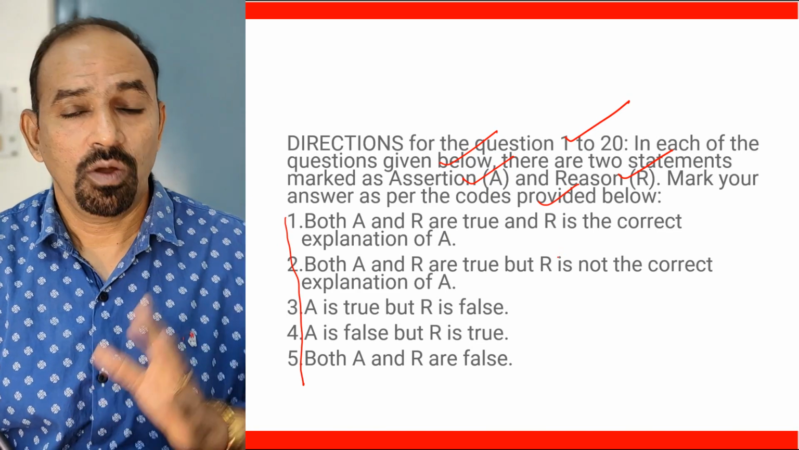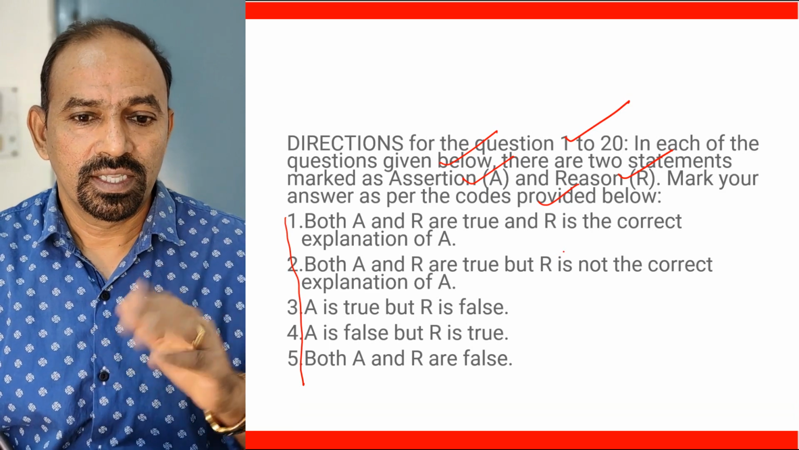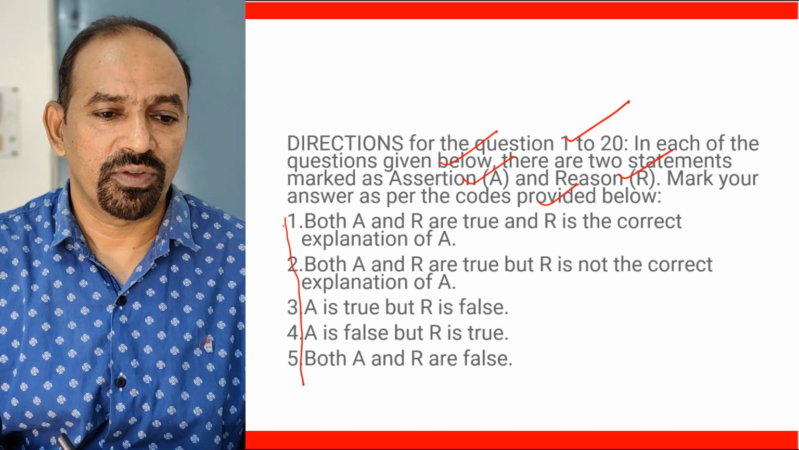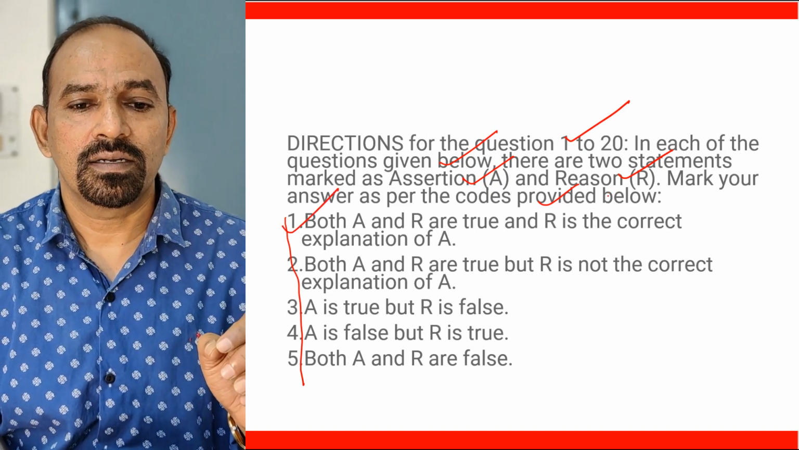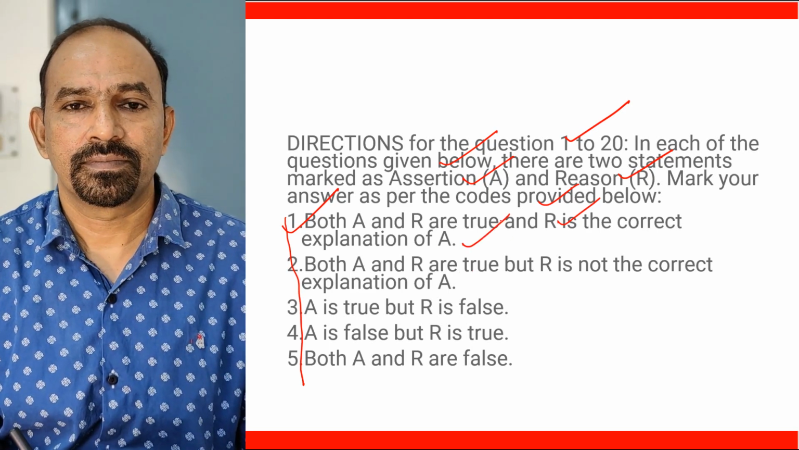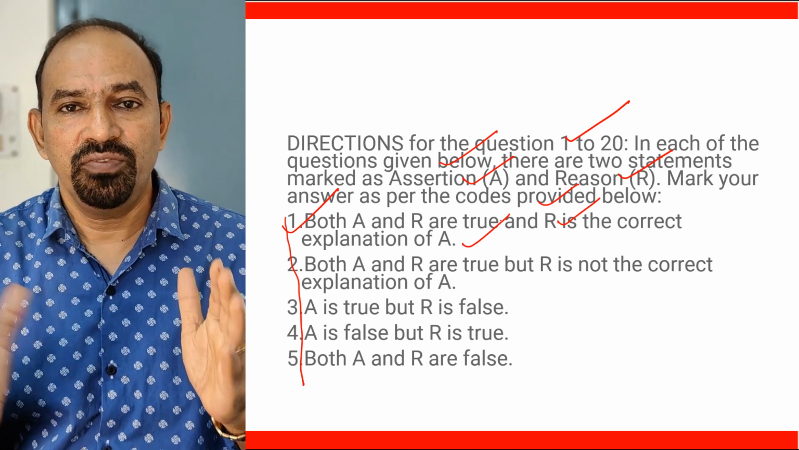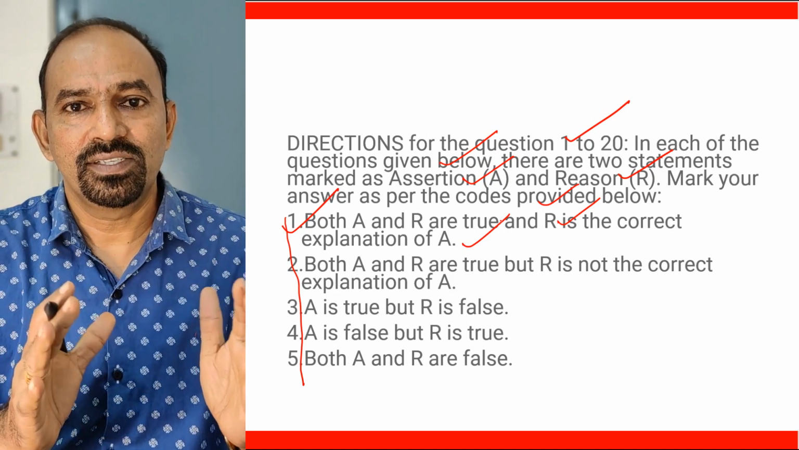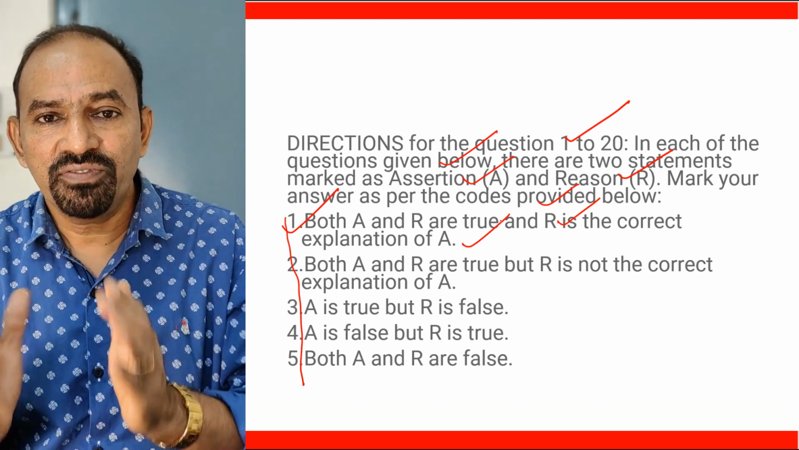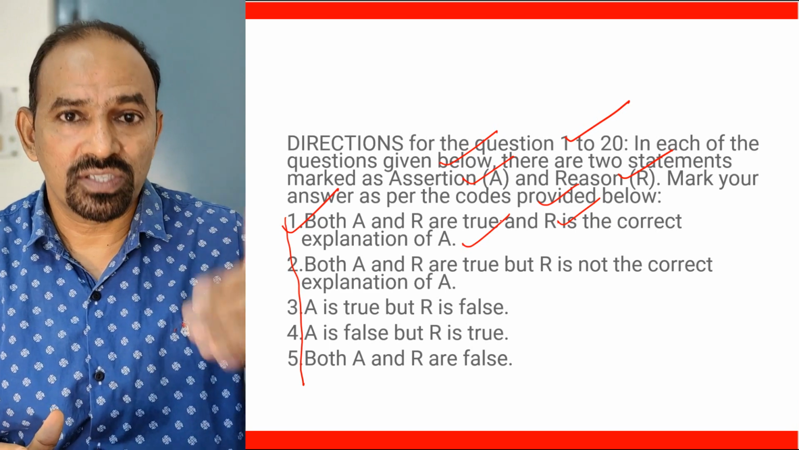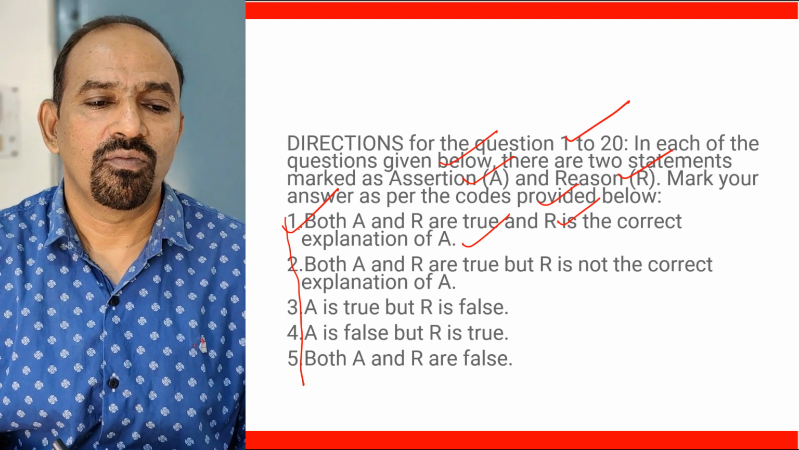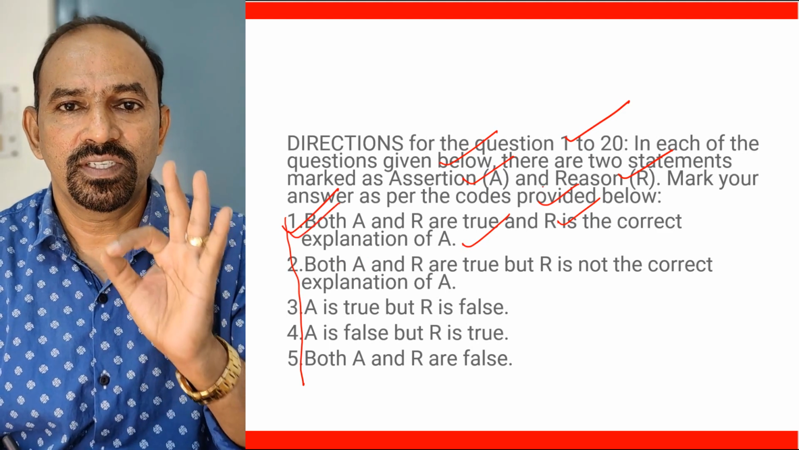In all the assertion and reason questions, the directions, the scenarios are like this. Look at the first scenario. Both A and R are true, and R is the correct explanation of A. If the given assertion is correct and the reason is also correct, and if the reason is an explanation of the assertion, the claim given there, then you can choose option 1. This is the first scenario.